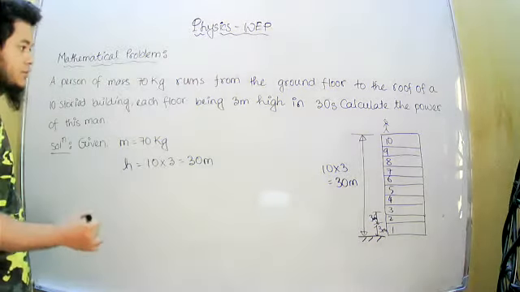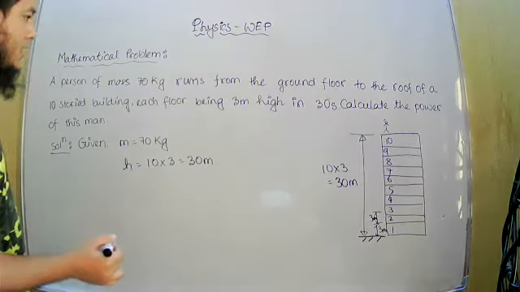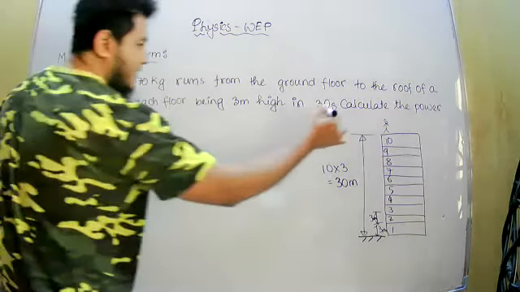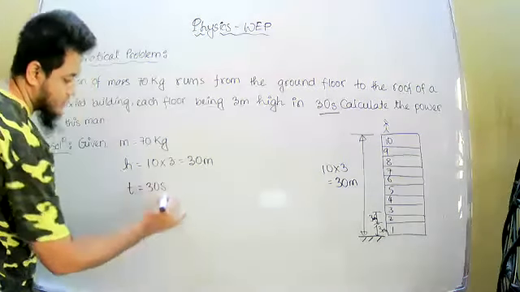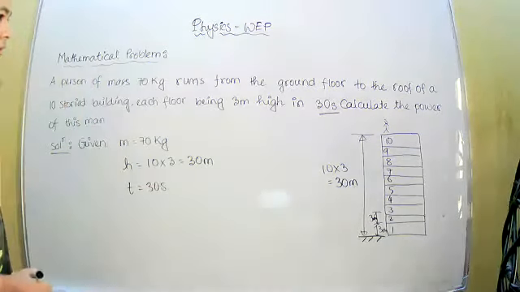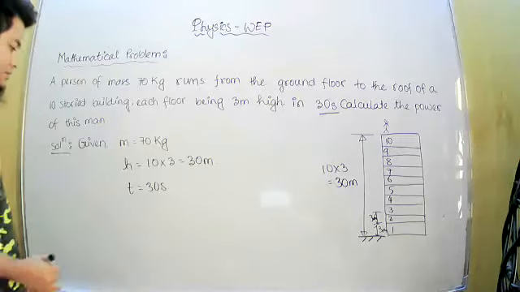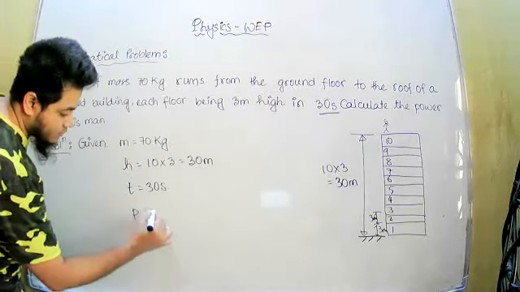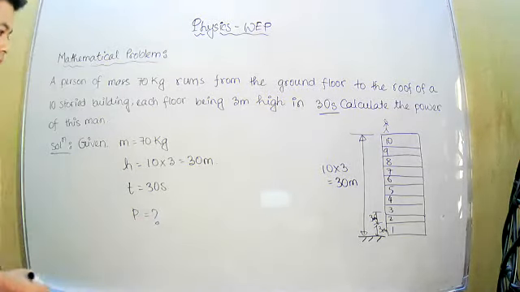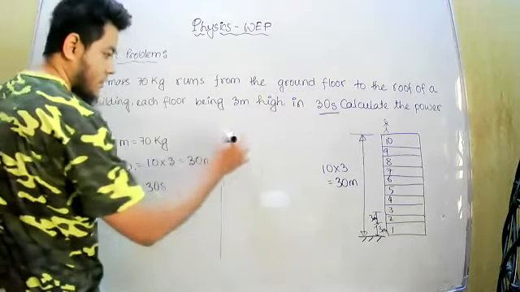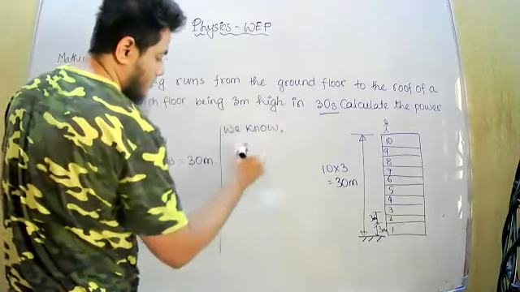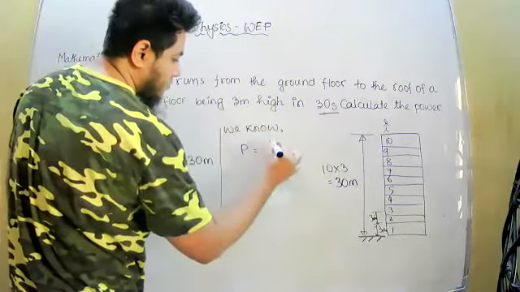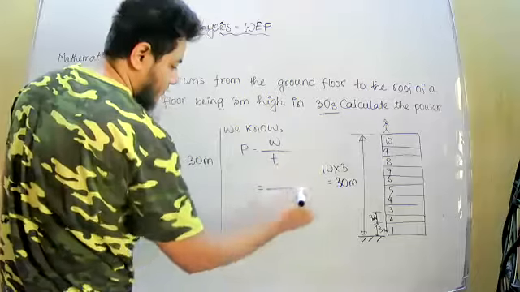Okay. So 30 meters, and the time that he has taken for this is 30 seconds. t is equal to 30 seconds. Now calculate the power of this man. So we have to calculate the power of this man. P is equal to what? Now we know power is equal to work divided by time.